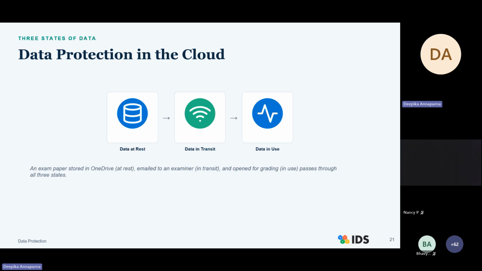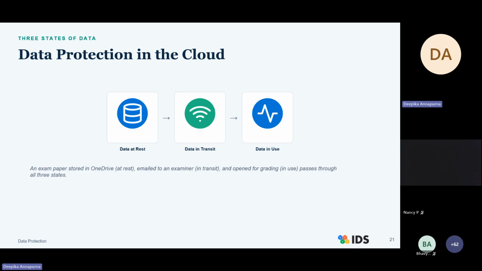What if the data is not available? Just in case your servers are down or for some reason data is not available, business disruptions will happen, right? So we need to make sure that CIA are the foundations of any information security.